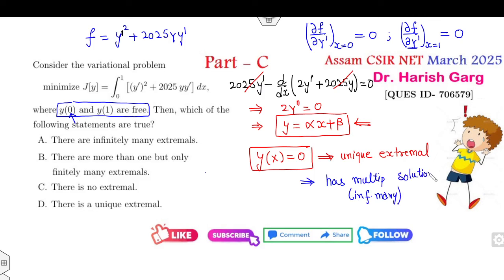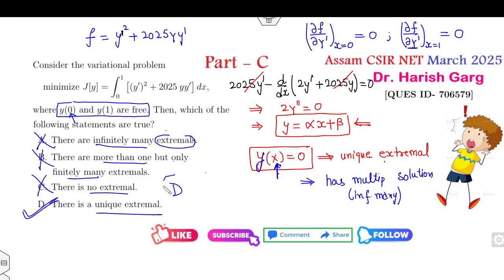Solutions are infinite. Solution means your target is to find the value of x, but extremal means your target is to find the value of y. So infinitely many extremals, that's wrong. Infinitely many solutions, that's fine, but extremal is unique. More than one but only finite, that's wrong. No extremal, that's wrong. Unique extremal, that's the right answer of the problem.